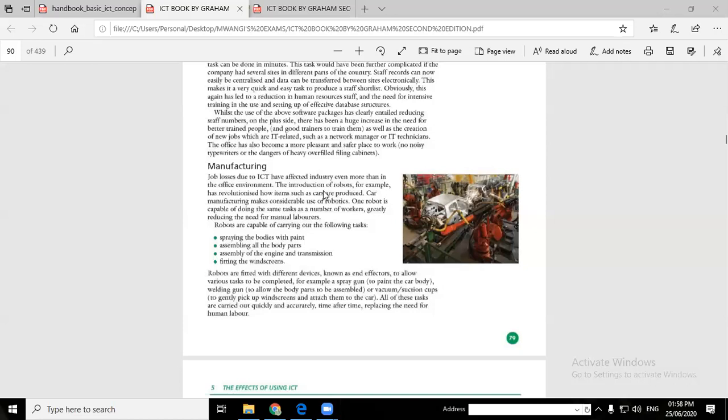Instead of that, you can use robots. Robots will be much more effective. They're not going to tire, and even in case of an accident, you're not going to lose any life. So you choose robots, for example, revolutionizing how items such as cars are produced. This is very evident in Japan, where you have a high rate of production of cars in Toyota City, at the Toyota manufacturing company.